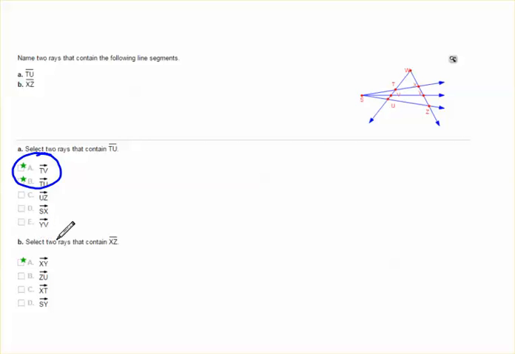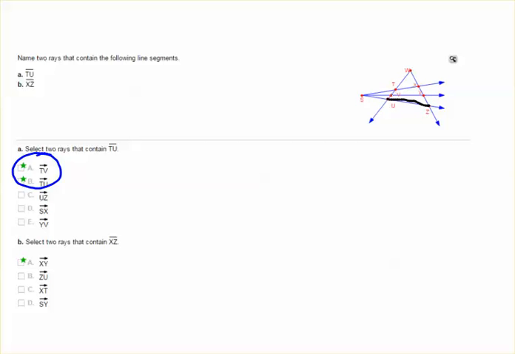This one says select two rays that contain XZ. Well, XZ, let me use black, see if we can make this a little bit better here. XZ would be this segment right in here. So that's what we're looking for. We're looking for rays that will contain those two points, or that will at least talk about those two points. So our first one here is XY. If I started here and used this ray, that would include that.